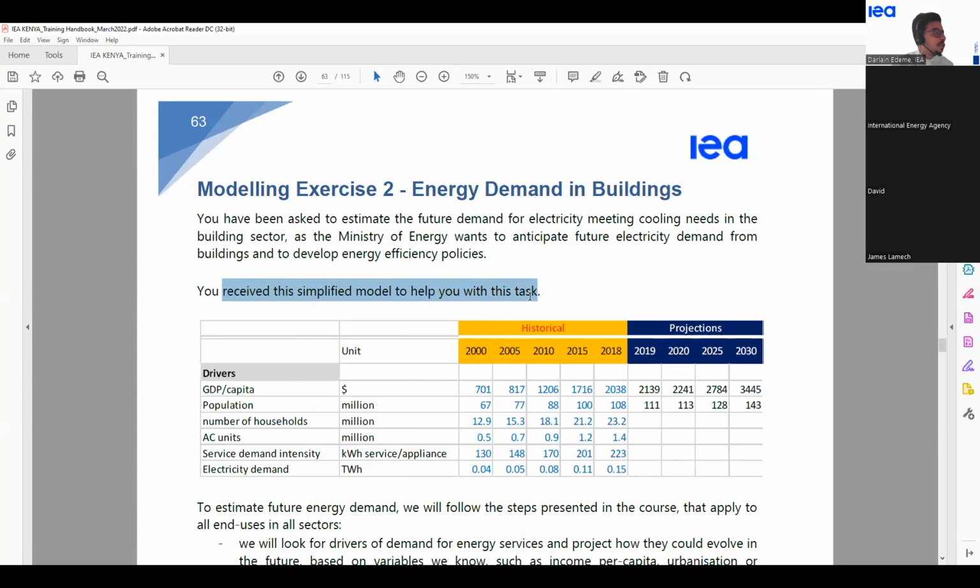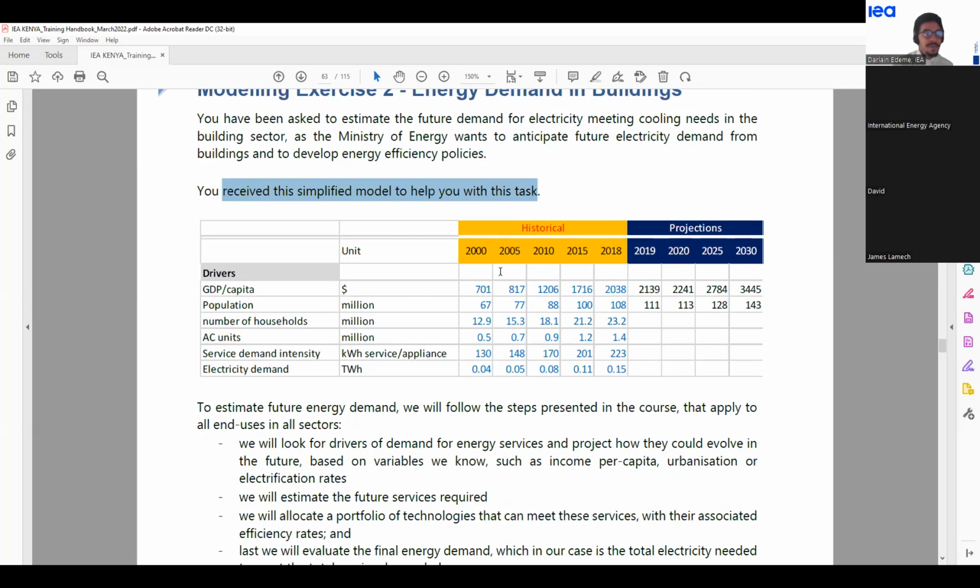You receive this simplified model to help you with this task. As in the previous lecture, you have the historical data in the columns colored in orange, and then a projections part of the Excel, which for some specific drivers is already filled. For example, the GDP per capita has been shared with you by institutions working on economics and finance, which did the projections from 2019 to 2030. And you also have the population projections, for example from your statistics agency, for Kenya from now to 2030.